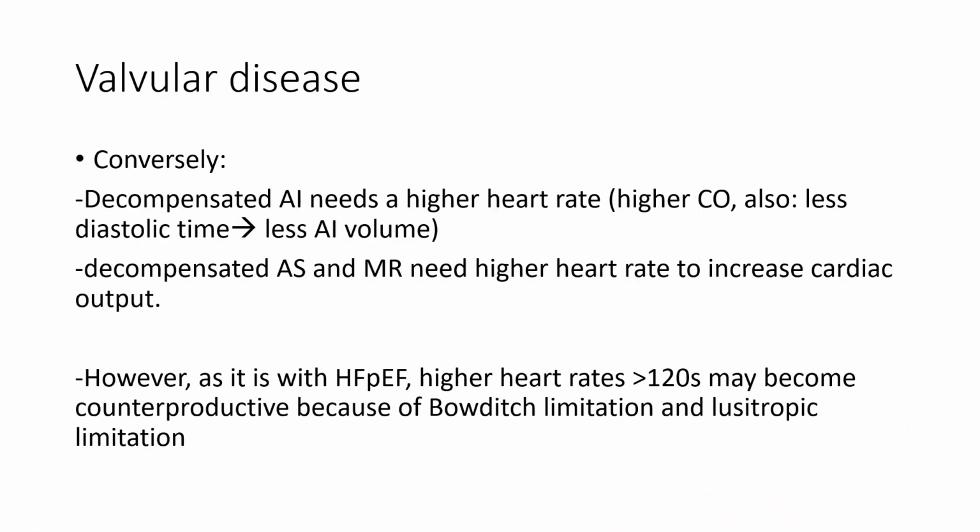Now, regarding other valvular disease, decompensated AI needs a higher heart rate because that higher rate will provide a higher cardiac output. Also, higher rate induces less diastolic time and therefore less AI volume. Also, decompensated AS and decompensated MR need higher heart rate to increase cardiac output. So aside from MS, the other three valvular diseases need higher heart rate. However, as it is with heart failure with preserved EF, higher heart rates over 120s may become counterproductive because of Bowditch limitation and lusitropic limitation beyond 120s.